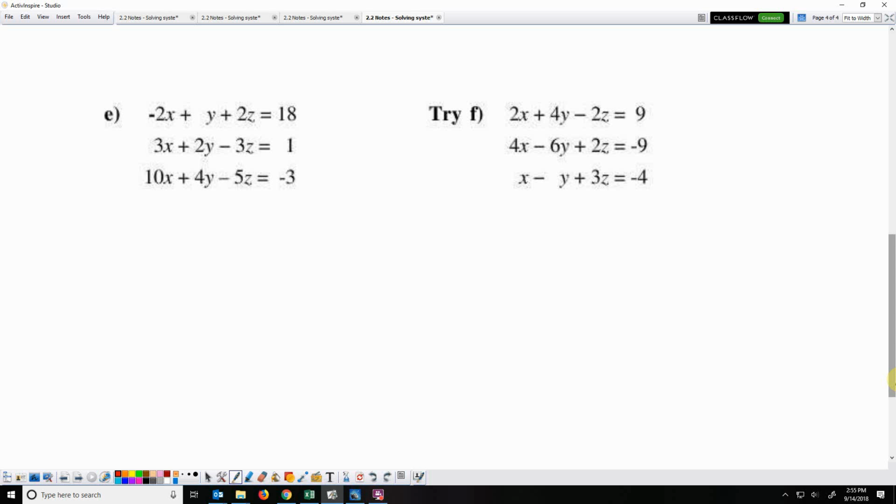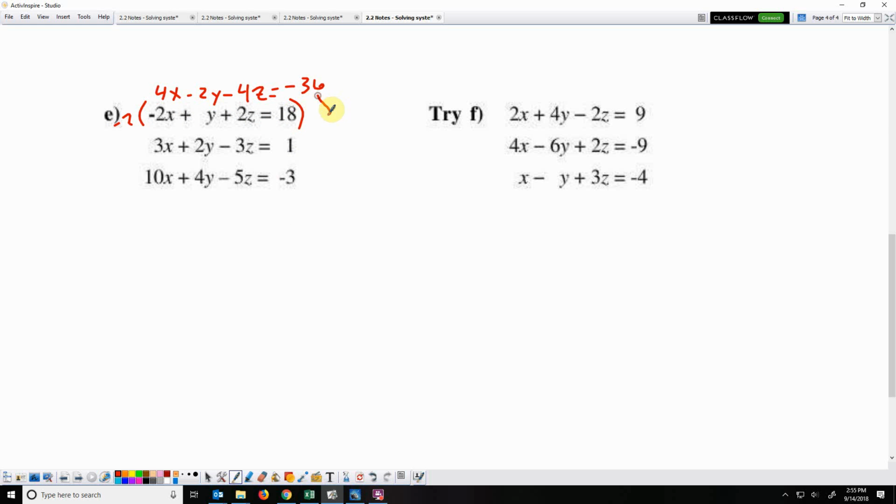All right, in the next one, looks to me like maybe eliminating the y's would be the easiest. So let's say I multiply this one by -2. And I'm just going to rewrite that above. So I've got 4x minus 2y minus 4z, and it equals -36.